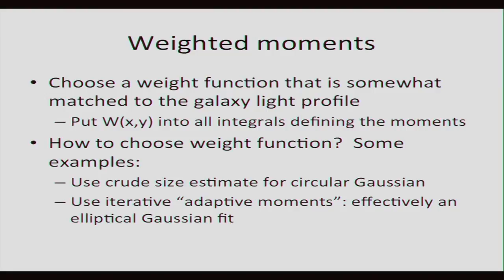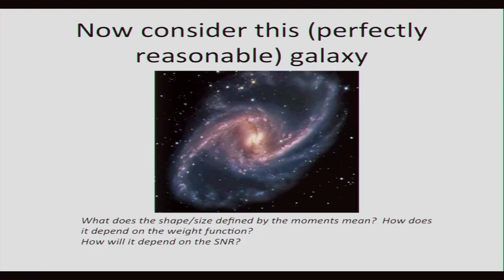And we're going to use the moments to try to measure a galaxy shape. But so far we've just been talking about our galaxy that was an ellipse, maybe with or without noise. Now let's talk about this guy. This is a perfectly reasonable galaxy. Most galaxies don't look exactly like ellipses. Now we're going to imagine choosing a weight function and measuring the moments and defining a shape for this thing.